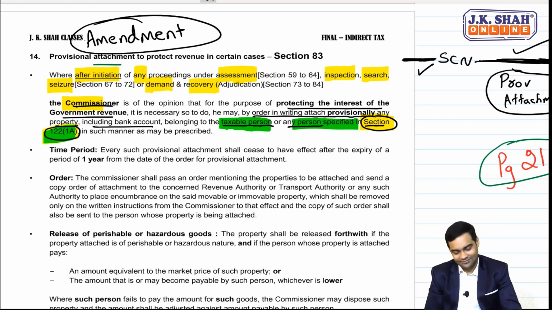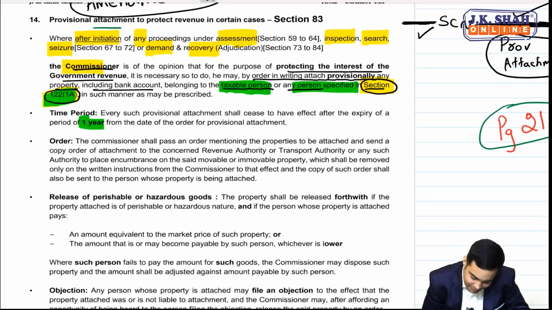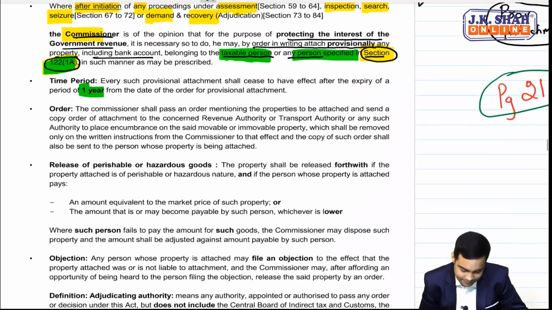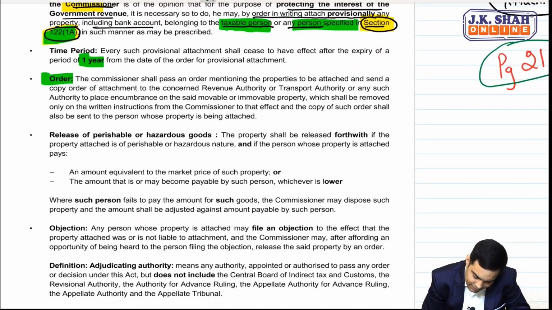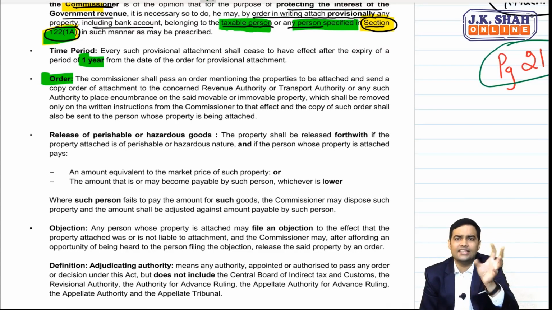Clear? Okay. Time period remains same. It will be valid for 1 year. Order would be passed and it would be shared with the registrar, or if vehicle is attached, then to the vehicle registrar.